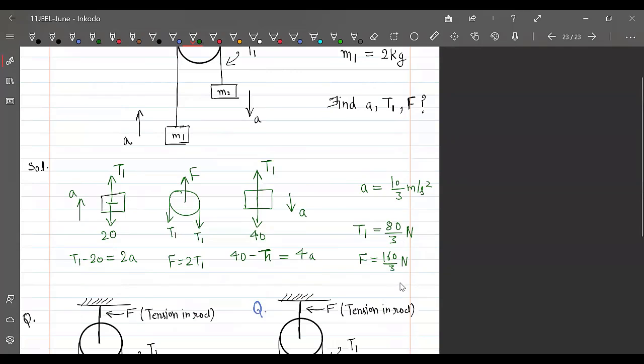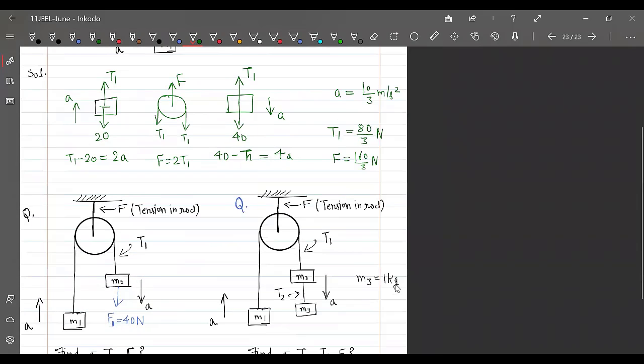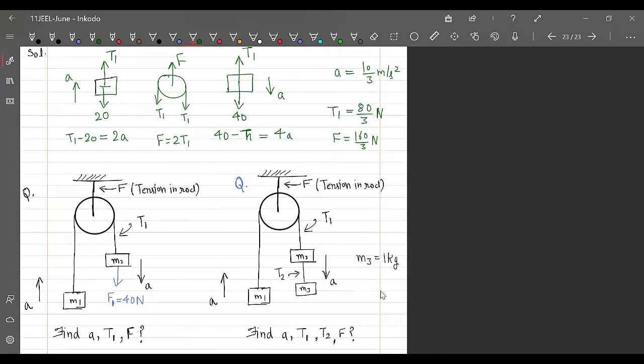Okay, like this you can draw FPD and solve for these cases. So मेरा T 80 by 3 आ रहा है. कैलकुलेट करिए. यहाँ पे T1 को लिख सकते हैं 20 plus 2A. A आया 10 by 3. 60 plus 20, 80 by 3 आएगा. Do the calculation again. हाँ सर.